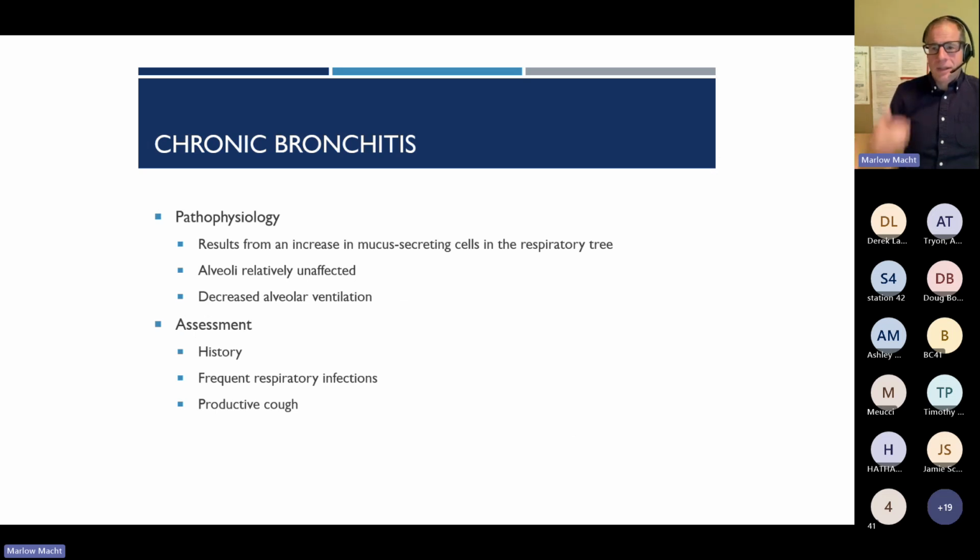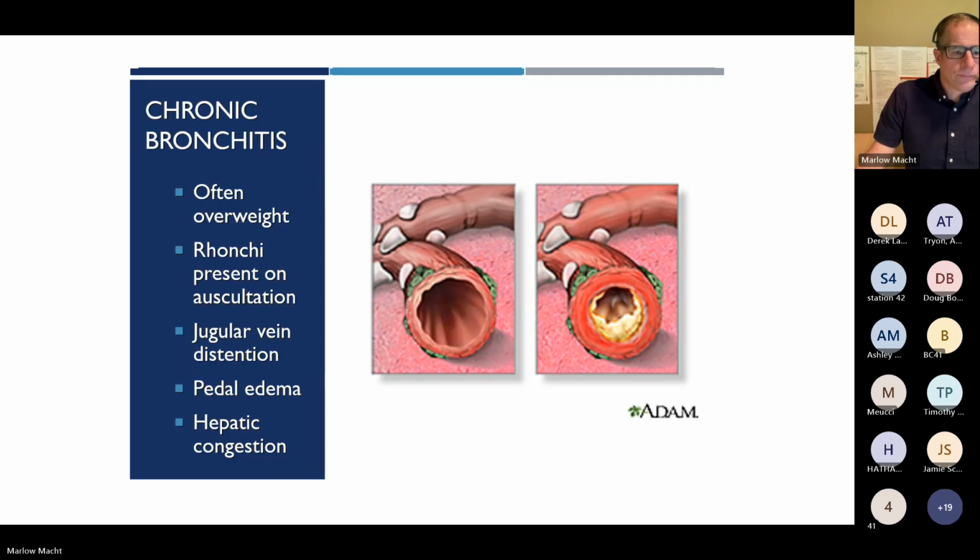In chronic bronchitis, the primary problem is that they're secreting extra mucus. And so these are patients that typically often have a productive cough. And then when we see them and they have these exacerbations, they have an increase in their productive cough. These patients are more likely to be overweight. They can often have rhonchi, and so it can be difficult to tell them from patients with pneumonia.